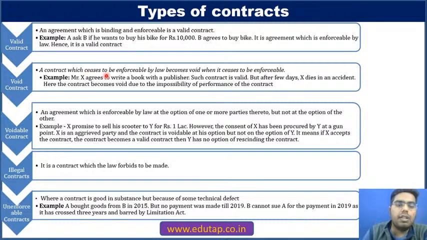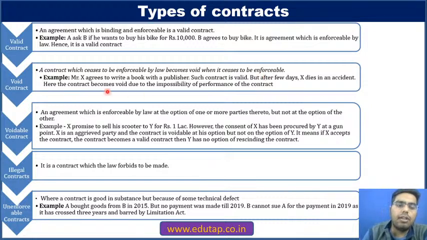A contract which ceases to be enforceable by law becomes void when it ceases to be enforceable. Void contracts are those which do not satisfy the provisions given in the previous slide. If the contract was without free consent, then it is void. If it had any illegal objective, then it is void. If it had any illegal consideration, then it is void. Or if you're making a contract with a lunatic person, then it will be void.